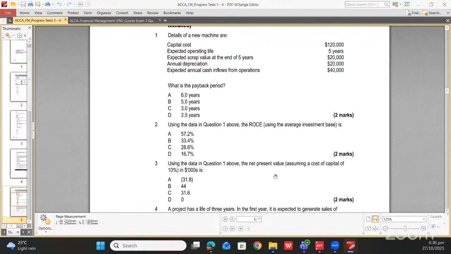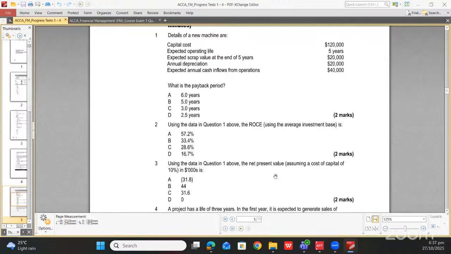Okay. All right. So the average profit is going to be the expected annual cash flow minus the annual depreciation, right? Let's look at the formula first. ROCE using average investment is average profit over average investment. So that's the formula first. If we don't have that, we can document that now. So ROCE, the average investment method as they ask us for, would be the average annual profit over the average investment.